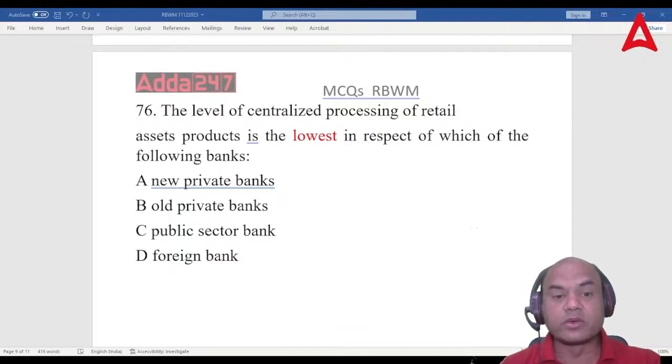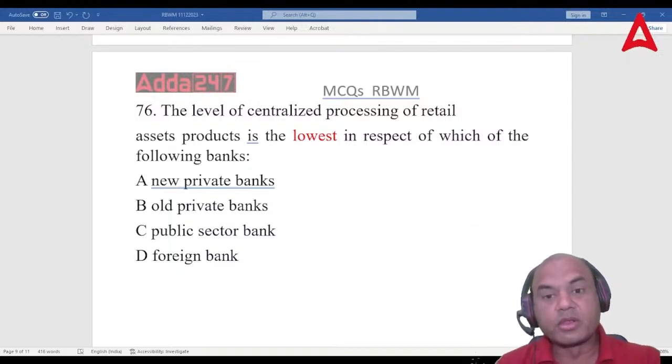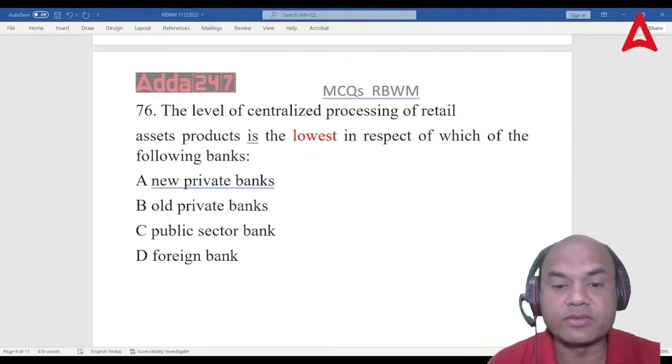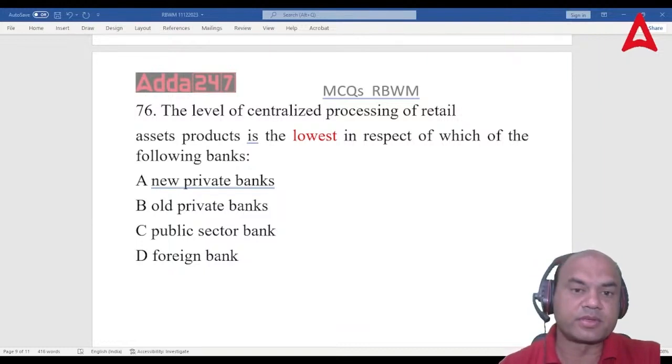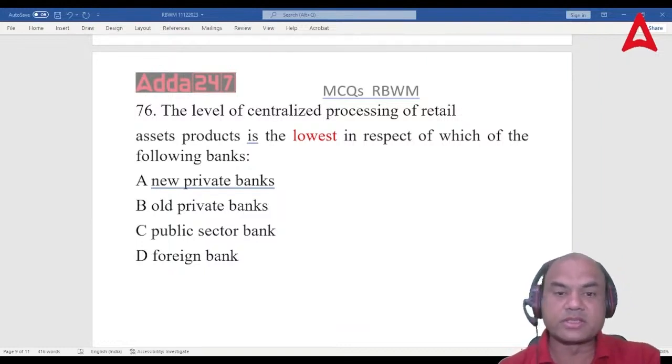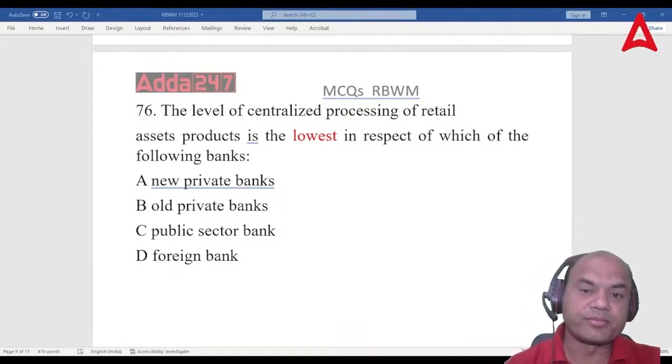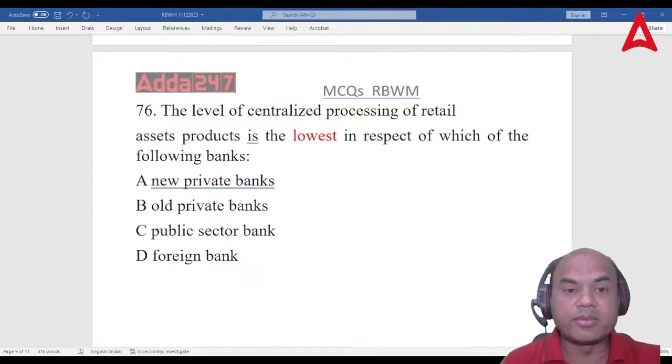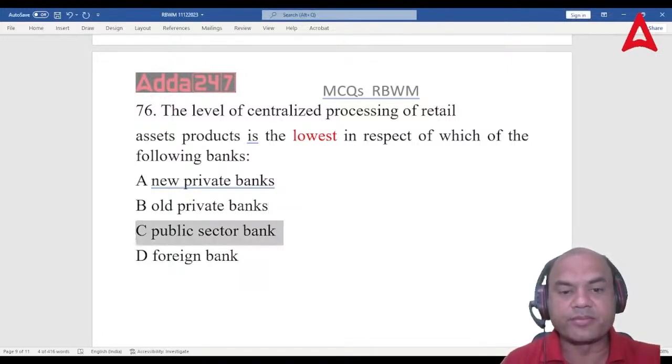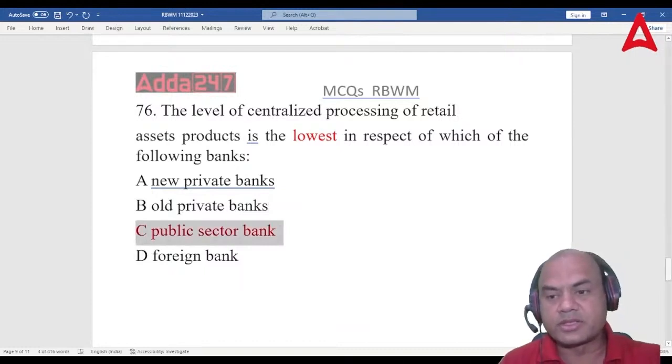Central processing is lowest. Which of the banks? Think over it. Lowest now. We don't want highest. We want the lowest. So it is lowest in public sector banks. Remember this, public sector banks. C is the answer. Okay, next one.